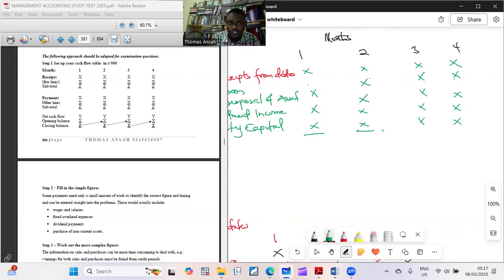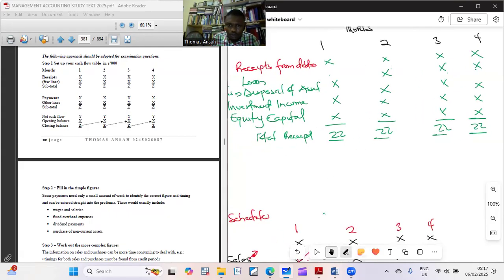So you total everything. All right. So total them. We call it your total receipt or total inflow, whichever one that you call it. Then you come here with your payment. So here we were dealing with inflows, which you can call total receipt or total inflows. Then here we come to your outflows, which is actually your payments.